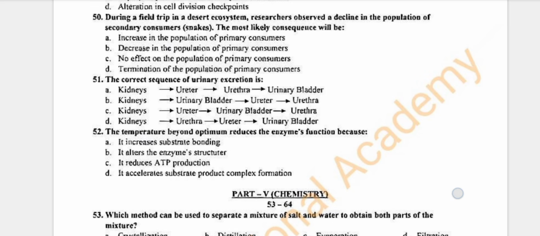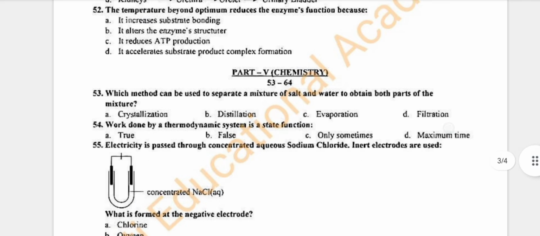urinary bladder, and urethra. C option is correct here. Question number 52, the temperature beyond optimum reduces the enzyme's functions because, and the correct option is it alters the enzyme's structure. Now questions from part 5, chemistry.